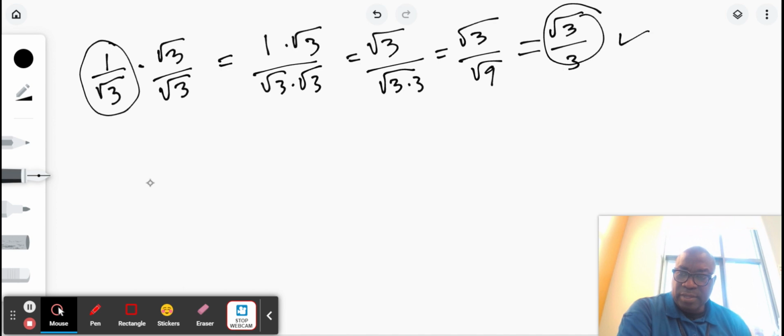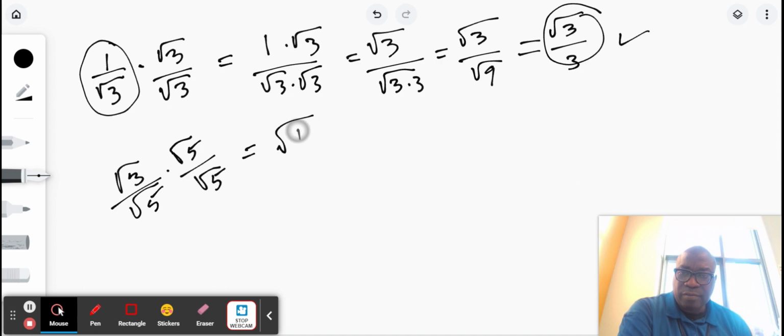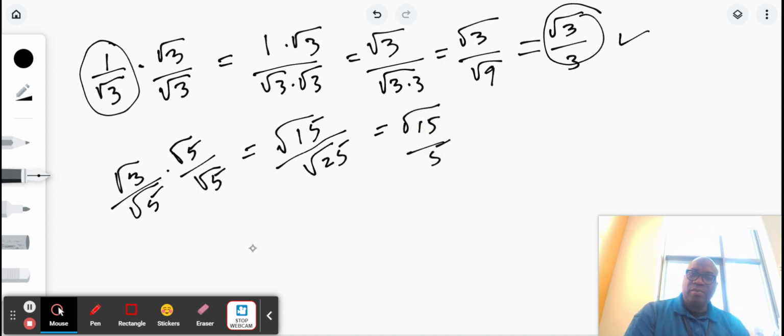Let's try another one. If we have the square root of 3 over the square root of 5, you would actually do the same thing. Because of the square root of 5 down here, if you multiply the bottom by the square root of 5, we will get rid of this square root. So this now becomes the square root of 15, because 3 times 5 is 15, over the square root of 25. Now, what is this going to be? This is going to be the square root of 15 over 5, and that is now rationalized.